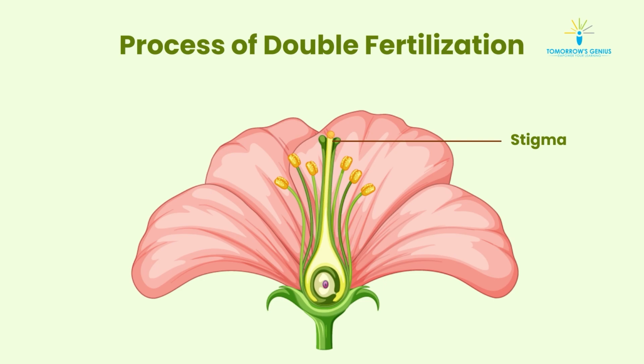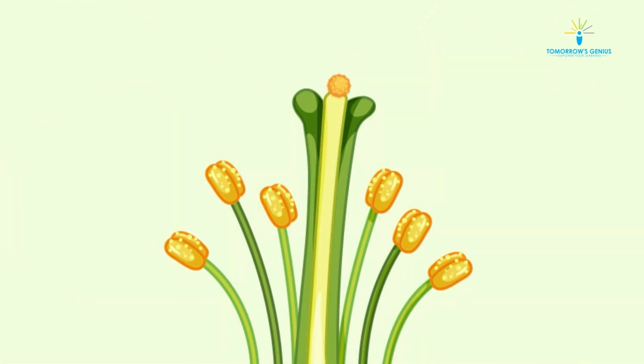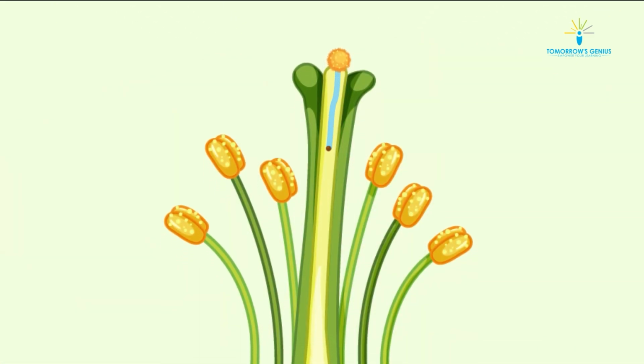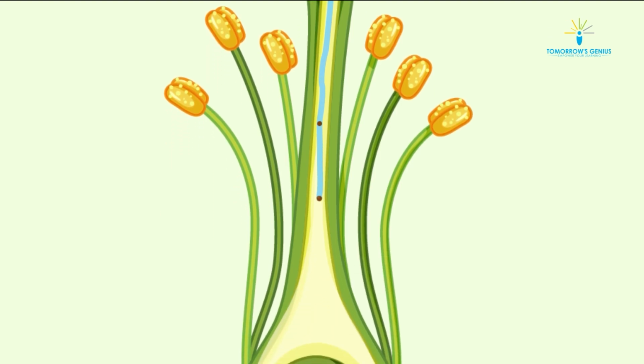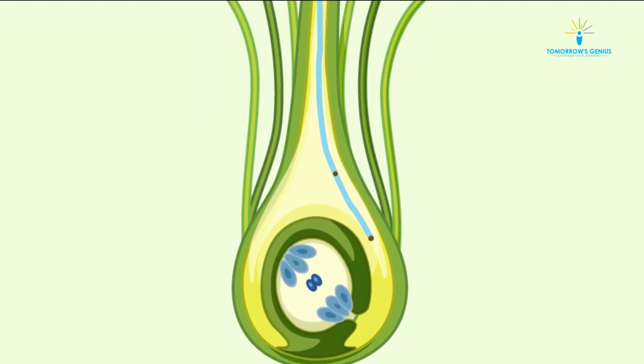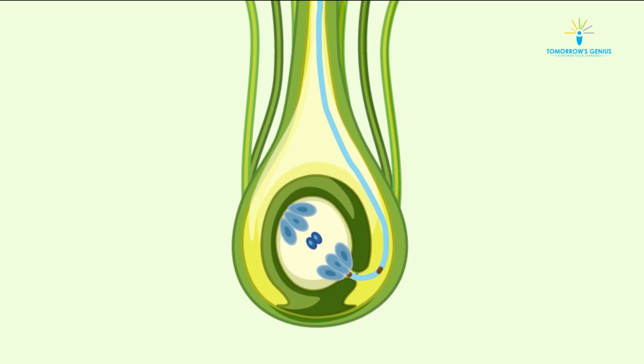Once landed, it begins to germinate the tube cell, forming a long structure down the style and into the ovary. The generative nucleus travels behind the tube nucleus. Once it nears the ovary, it divides by mitosis to produce two haploid sperm nuclei.